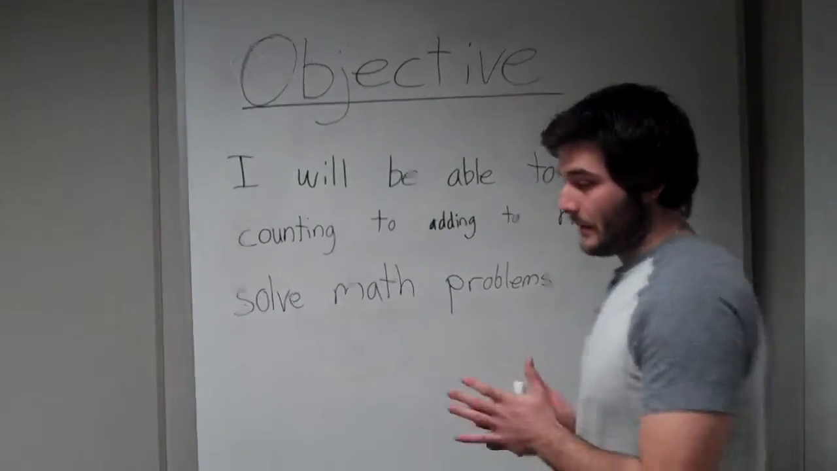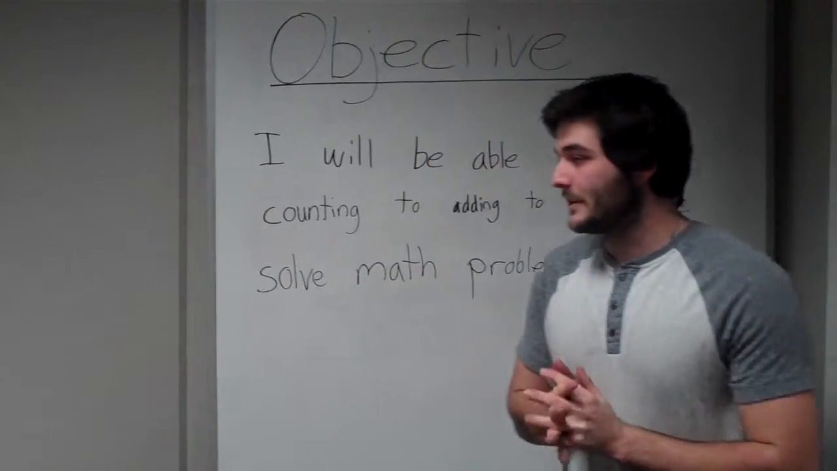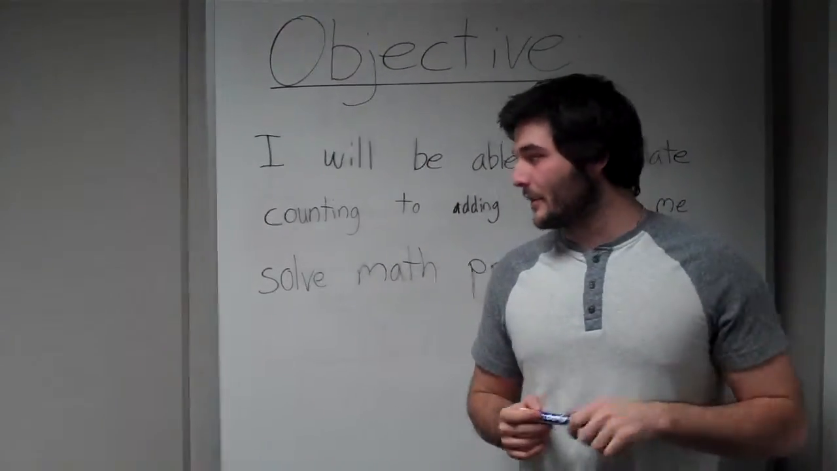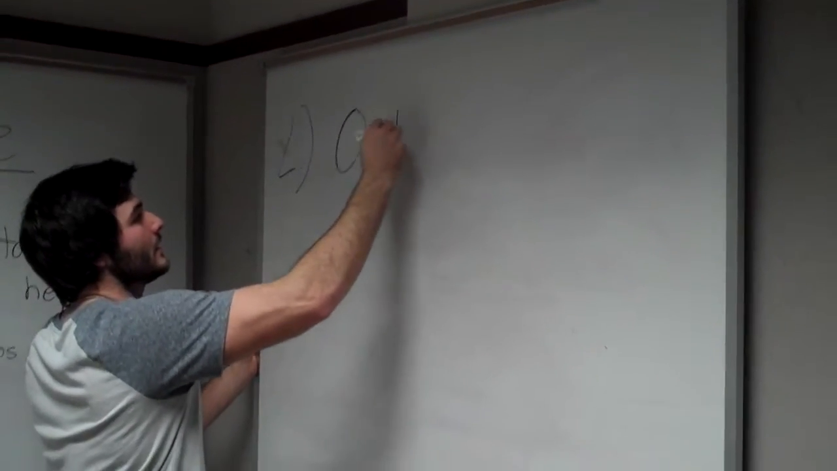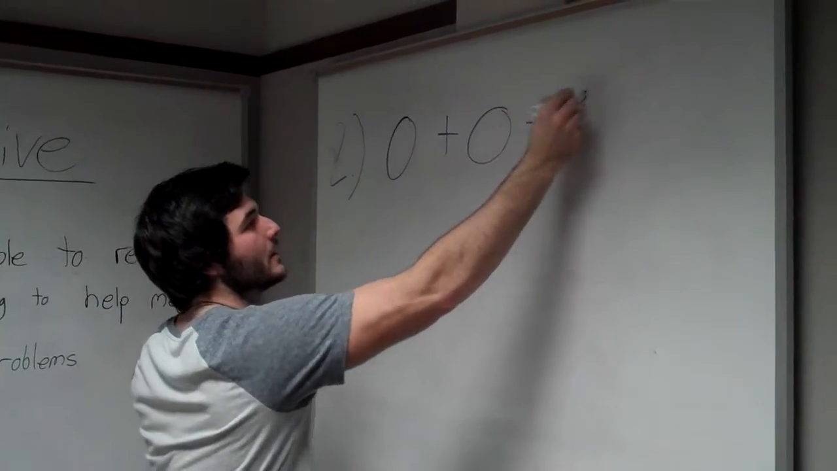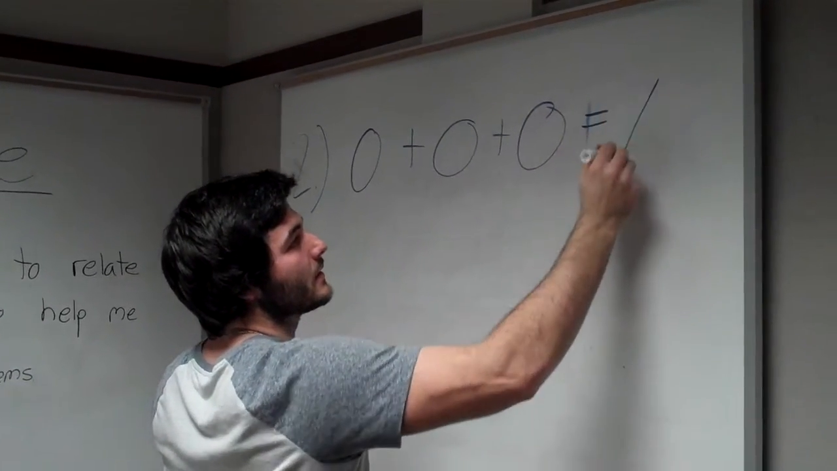Alright, class, now that we've all had a chance to fill out our handouts, does anyone want to volunteer to come up and show what they did on the board? Anybody? Alright, so you want to do number 2 for me? Alright, so we have 2. So we have our circle, circle, circle, equals.